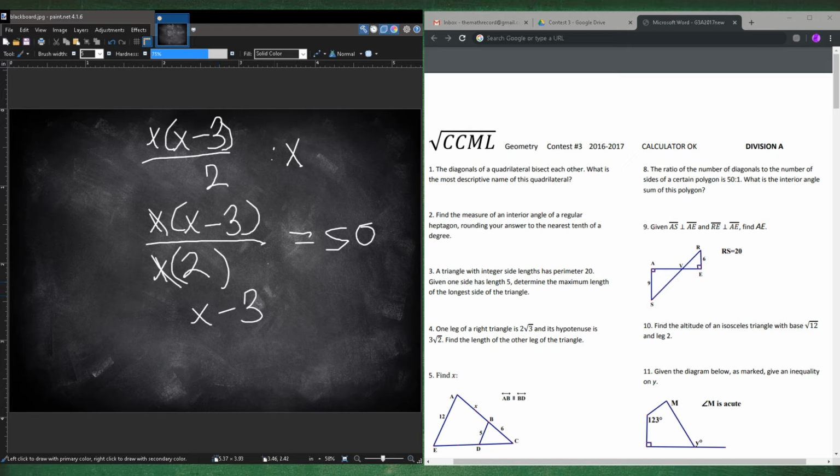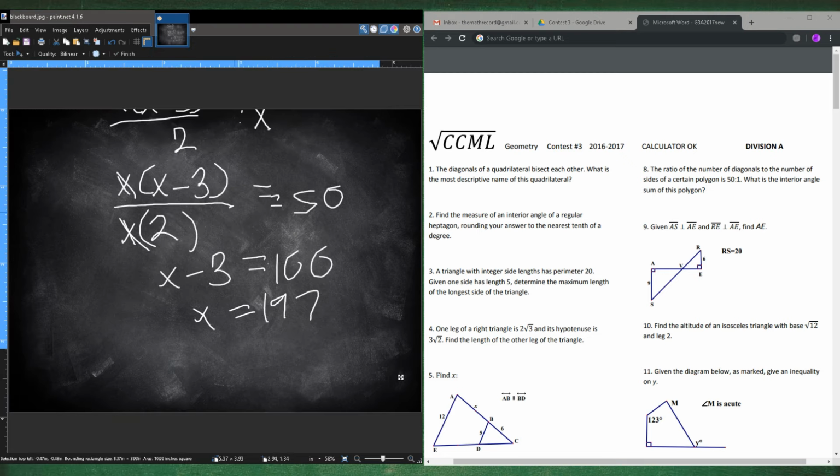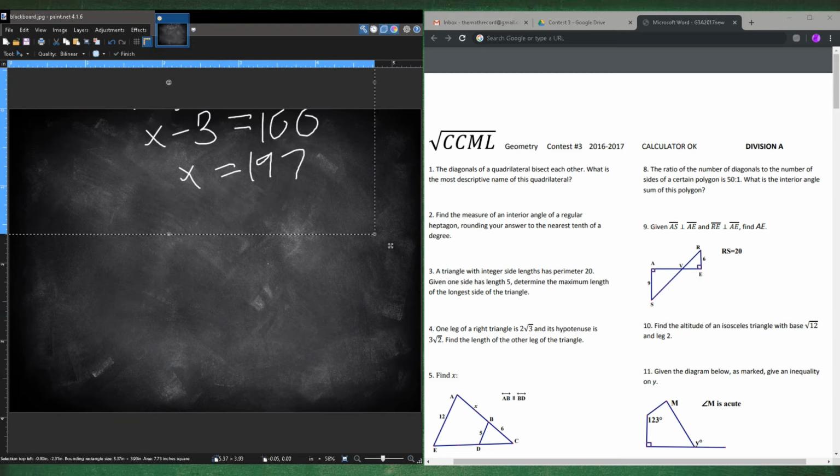So x minus 3 is equal to 100, and x is equal to 103. Oh, no, it's looking for the interior sum. So the interior sum is basically, let's move this up, because we know the side length is now 103.